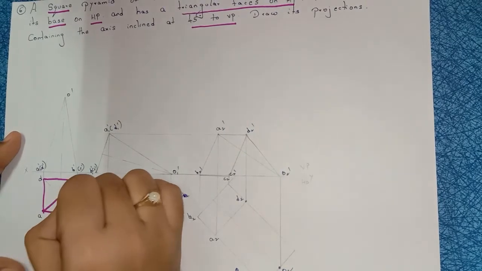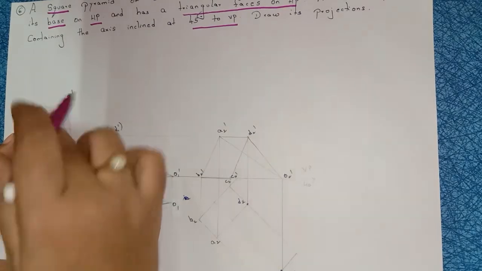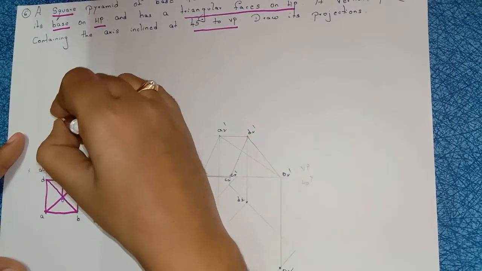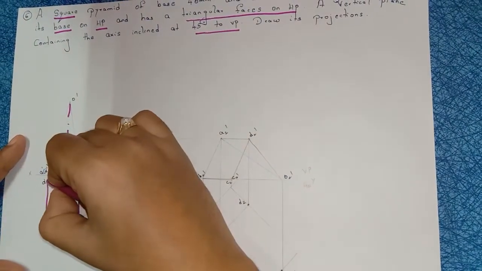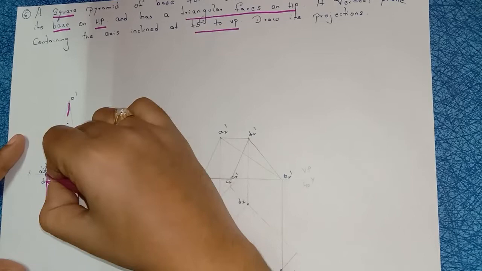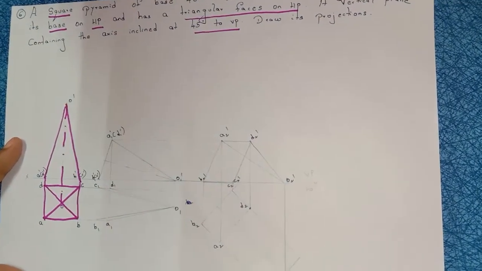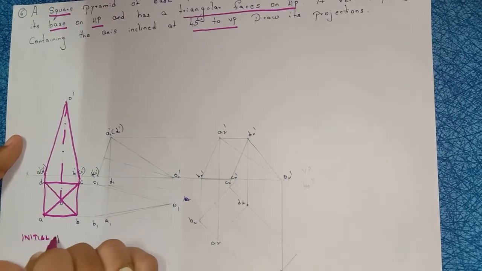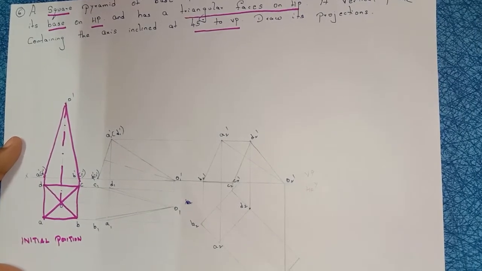After constructing the square, please mark the midpoint here. Name it as O. After that, project this one. Axis height is how much here? 60 mm. From the reference line, the axis height should be 60 mm. Then next, project all these corners till the reference line. Join here. Write down the points. This is your initial position.